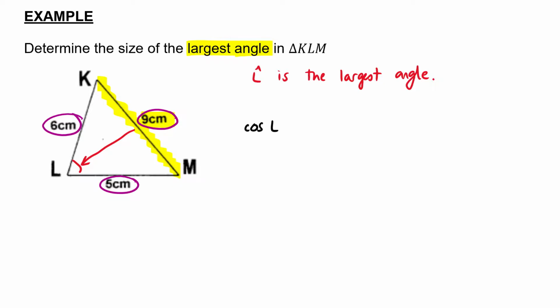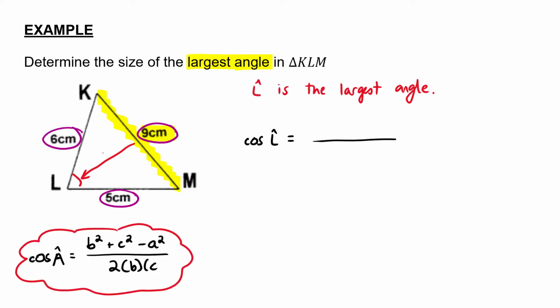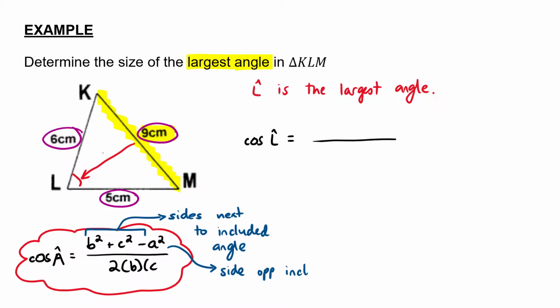So, cos of the angle L is going to be equal to, and if you remember back to the original formula, you'll see that it's got B and C over there, which basically correspond to the sides next to the included angle. And then, of course, A is going to correspond to the side that is opposite that included angle. And then obviously B and C at the bottom correspond to the same bit over there.